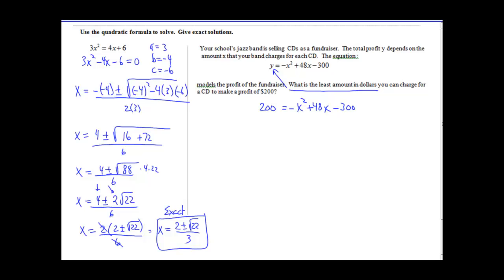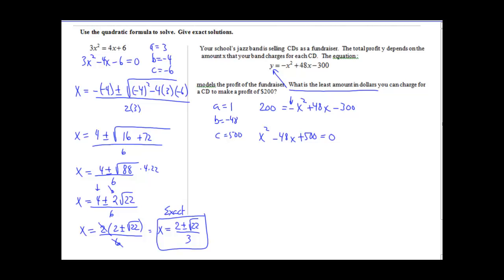When we deal with the quadratic formula, we need to move everything to one side. Let's move everything to the left because of the negative x squared. So by moving all three terms on the right over to the left, you're going to get x squared minus 48x plus 500 equals 0. So we know that a equals 1, b equals negative 48, and c equals 500.